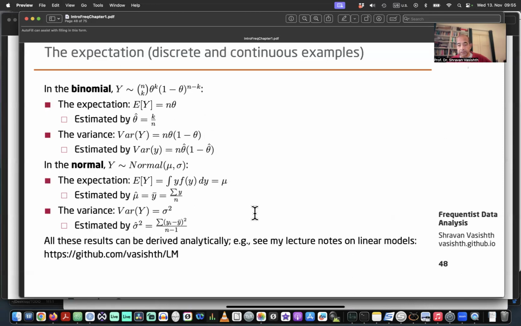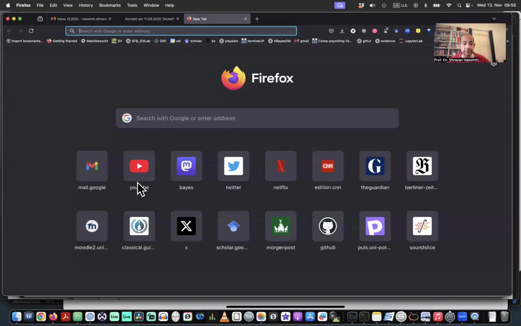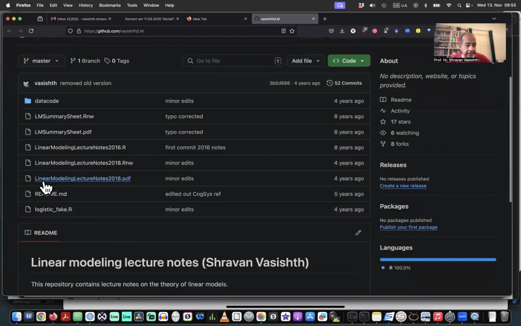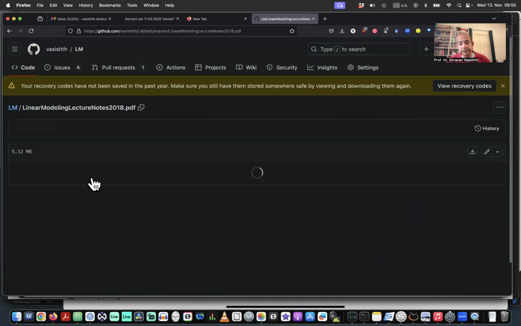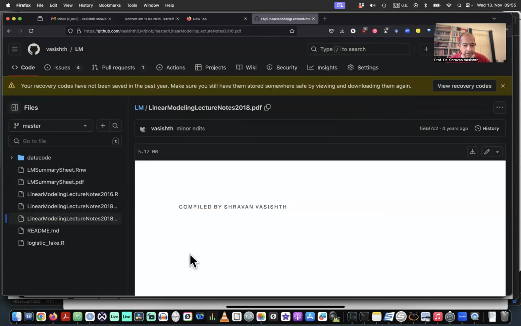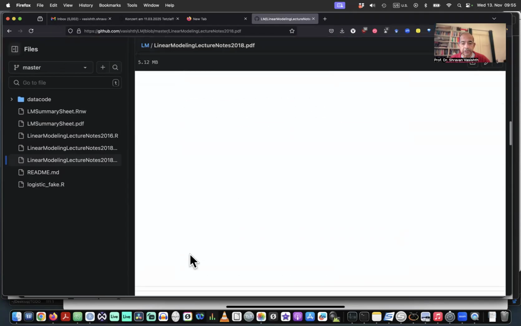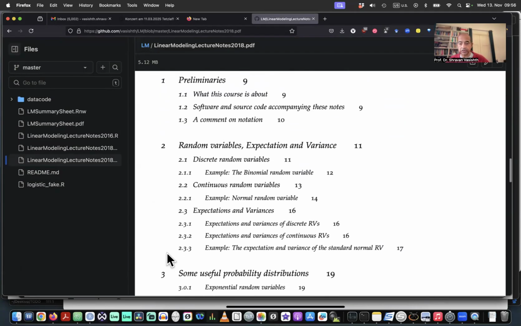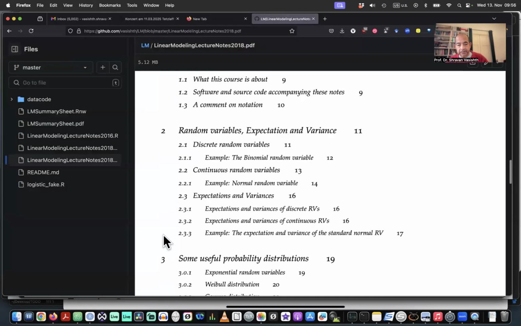All these results can be proven mathematically, and you can find the proofs in my lecture notes, which are online. If you're interested and have the mathematical background, you need some calculus for this, you will see the analytical proofs in these lecture notes. Let me pop this up. If you go to my GitHub repository, you will find these linear modeling lecture notes. If you download them, I provide all the theoretical analytical results so that you can see where they come from. Somebody didn't just make these up. They were derived analytically.